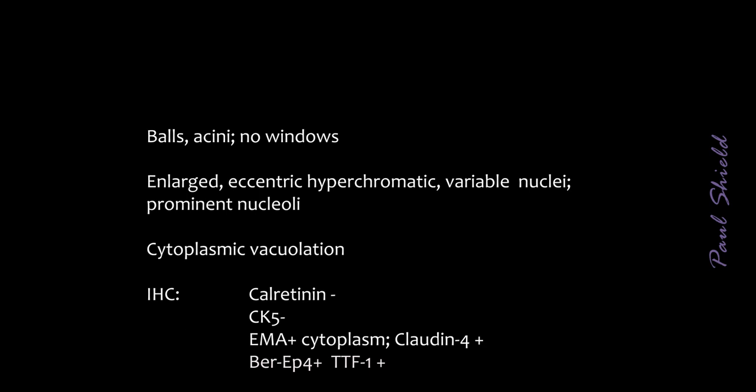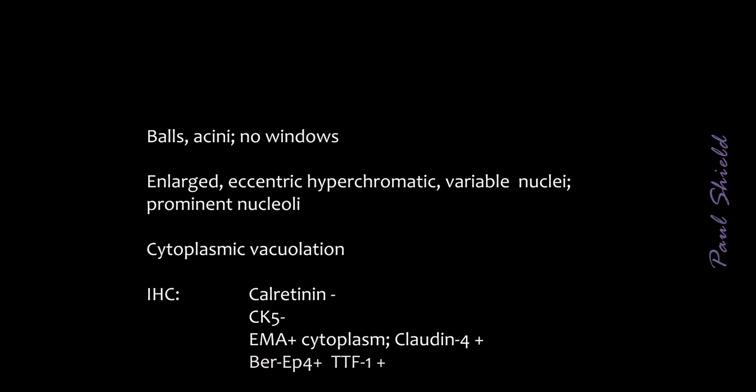So we have balls and acinar arrangements of cells. They appeared to not have windows in them. They were quite tight and cohesive. The nuclei showed quite considerable variation in size and shape. They were hyperchromatic and showed prominent nucleoli, and there was quite prominent vacuolation present in the cytoplasm of cells, sometimes bubbly.